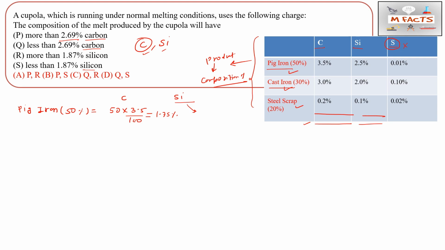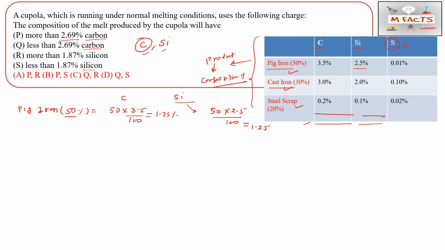Now silicon. How can we find the silicon? Pig iron is 50%, and in that pig iron 2.5% is silicon. So 50 multiplied by 2.5 by 100. From here we will get the silicon content, and that silicon content is basically 1.25. Also you can find the sulfur, but in the question they are not asking about sulfur, that's why we are not considering sulfur content.